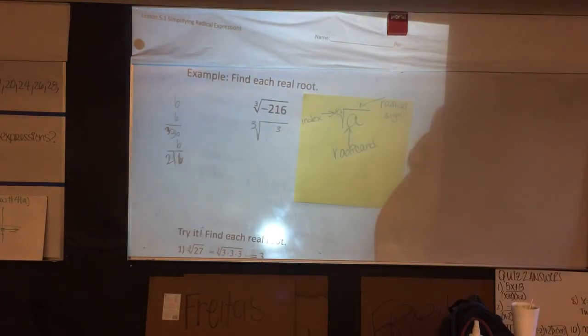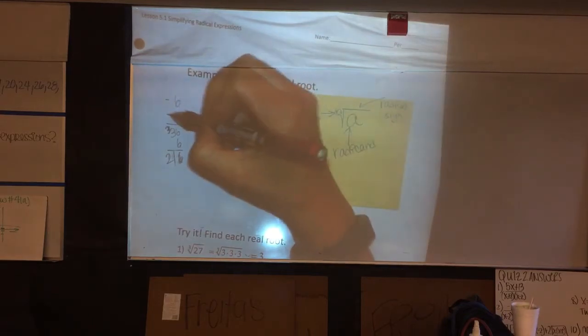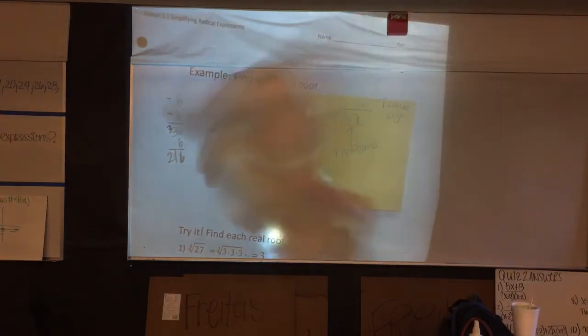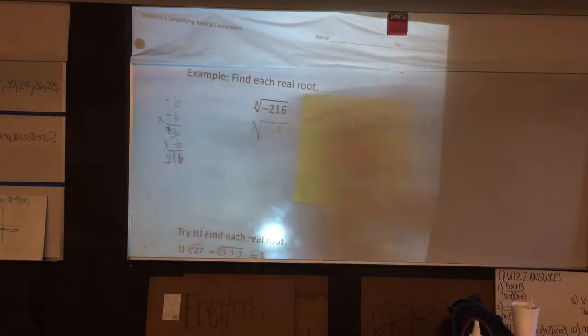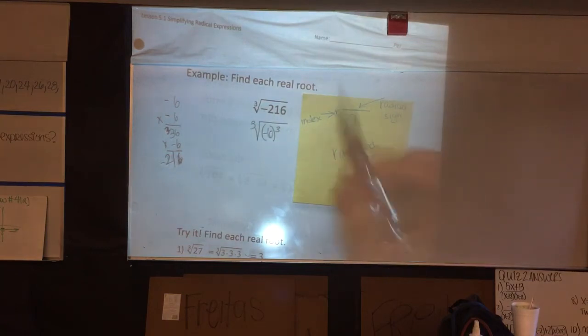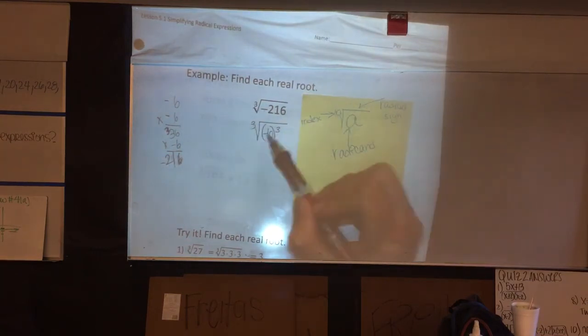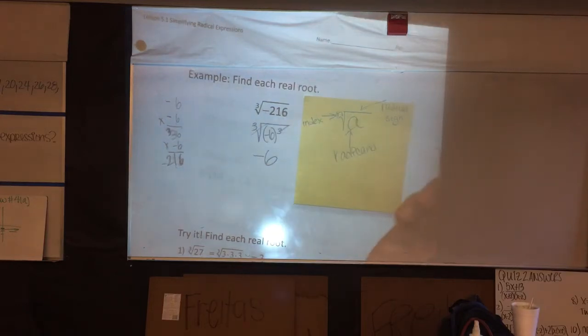But then I needed this negative sign here. And so a negative 6 times a negative 6 is a positive 36. And if I multiply that with a negative 6, I would get a negative 216. So I wrote it this way because a cube root and a cube, or something to the third power, are inverses, and these would eliminate. So my final answer is just negative 6.